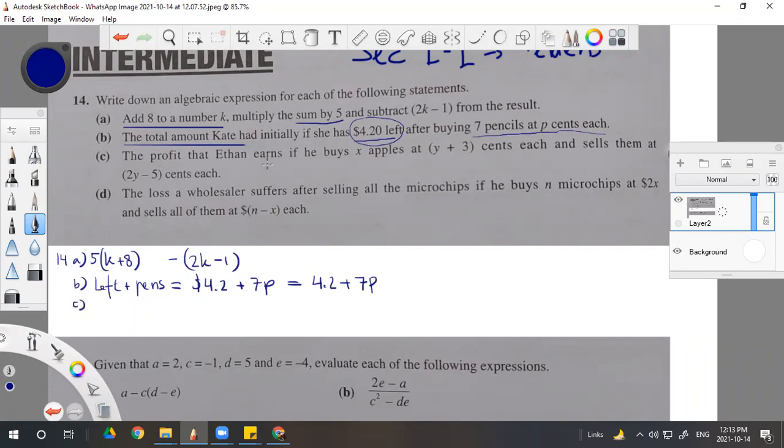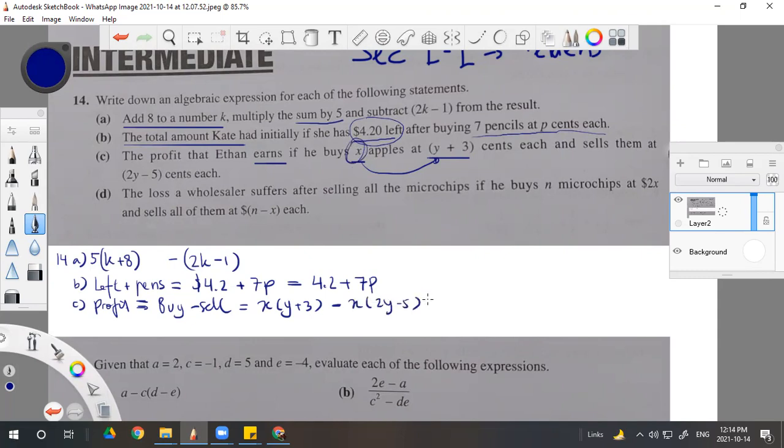Okay, now the profit that Ethan earns. What is profit? Profit means buy minus sell. What is the amount of buy? He buys x apples at y plus 3 cents each. So the buying is x times y plus 3, because the number of apples times the money he has to pay for each apple. Subtract, he sells at 2y minus 5 each. So he also sold x apples, x times 2y minus 5.